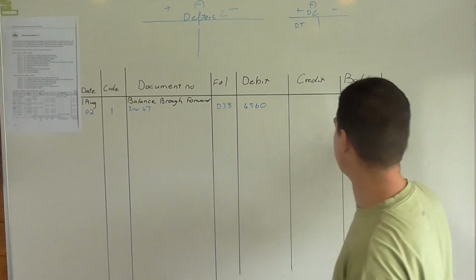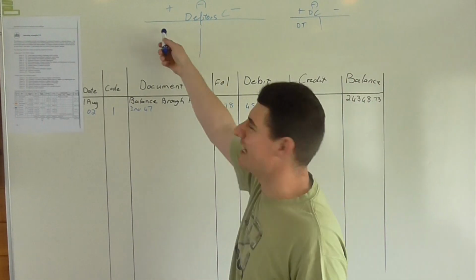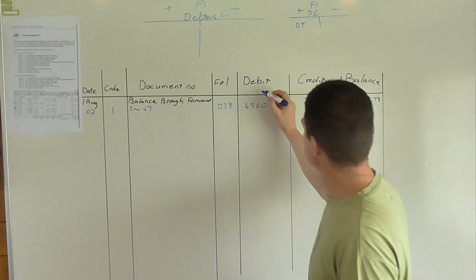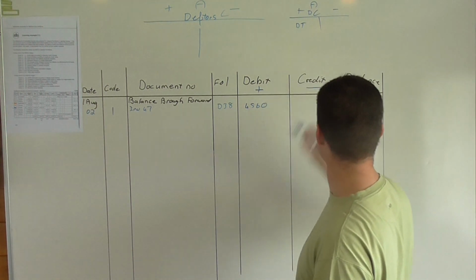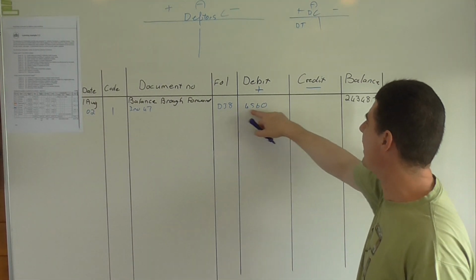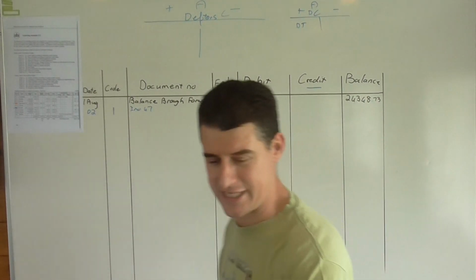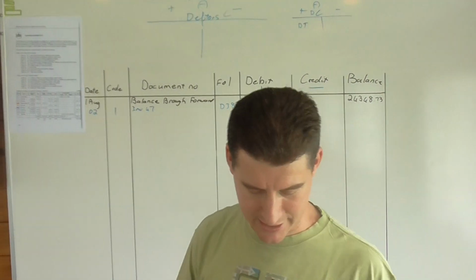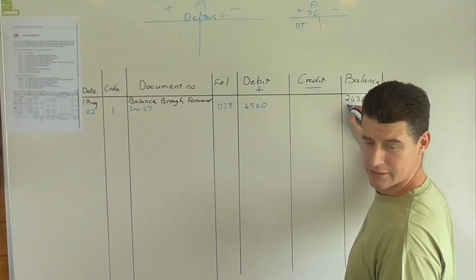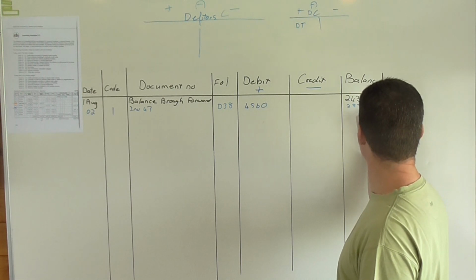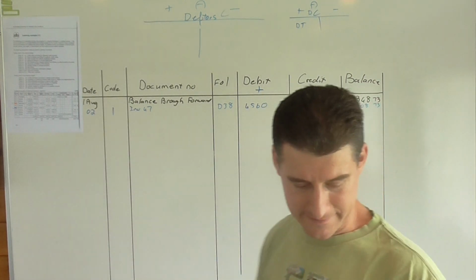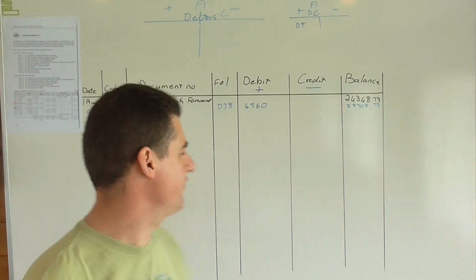4,560. So now you need to remember your debtors increase on the debit side. So now you take your balance, plus, I'm just going to put a plus there and a minus on the credit side. So you take 24,348.73 plus 4,560, and that gives you your balance of 28,908.73. Okay, that's easy enough, I think.